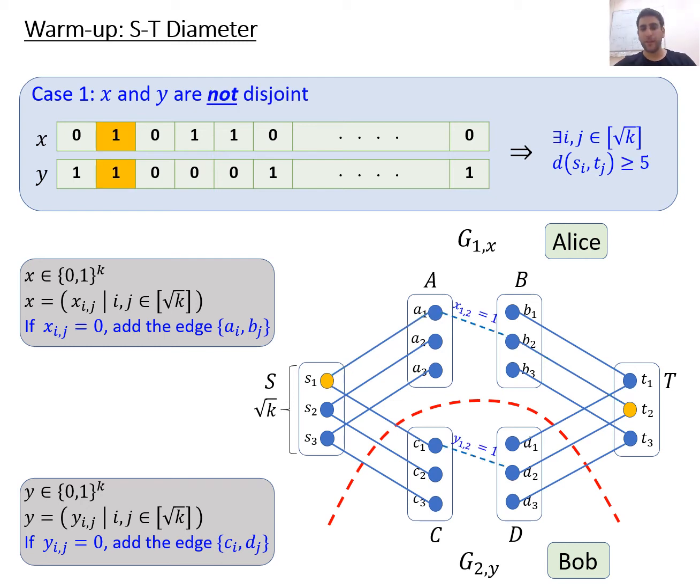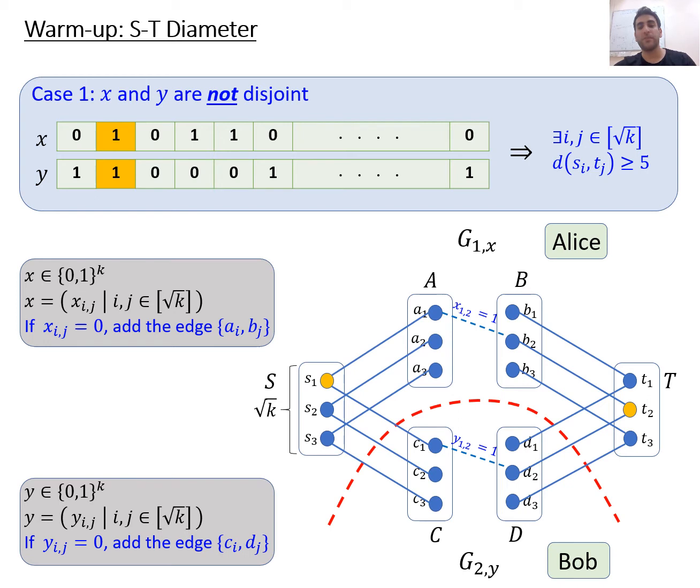What happens in the non-disjointness case? So in the non-disjointness case, we have at least one position in which the strings intersect. Okay, and let's assume without loss of generality that the position is 1, 2. So we have that x12 is 1 and y12 is 1, which means that we don't have any of these shortcut edges.